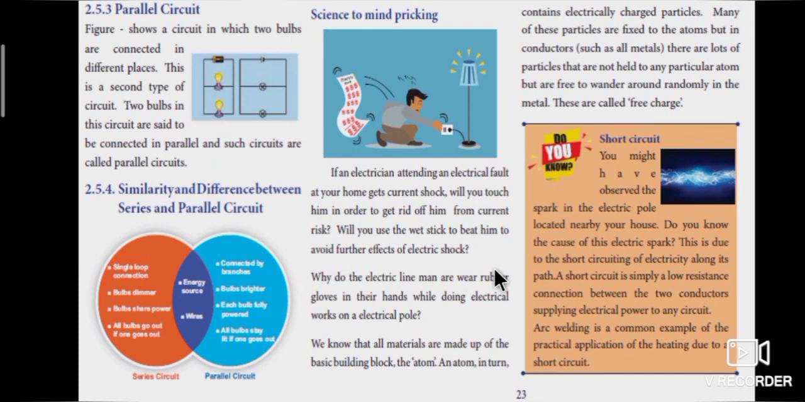Page number 23 explains about similarity and difference between series and parallel circuit. Both series and parallel circuit are energy sources connected in wires. Series circuit is a single loop connection. Bulbs dimmer, bulbs share power. All bulbs go out if one goes out. Parallel circuit connected by branches. Bulbs brighter. Each bulb fully powered. All bulbs stay lit if one goes out.